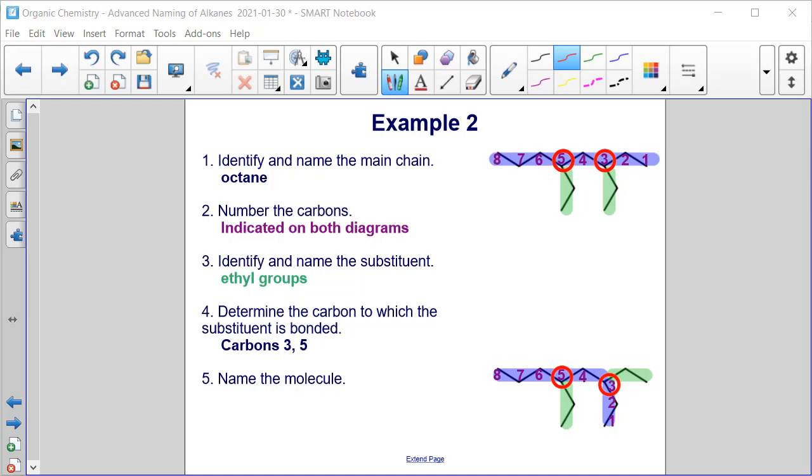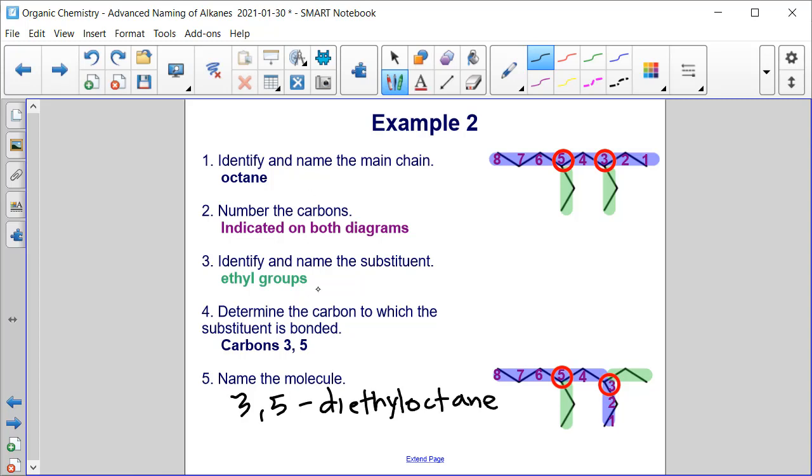All right, so indicated in red, you can see we have substituent groups bonded at carbon 3 and carbon 5. And we just identified in part 3 that they were both ethyl groups. So when we write our name, we can write 3,5-diethyl octane. So if you do all of this one step at a time, once it gets time to writing the name of the molecule, you're in great shape. So the name of this molecule is 3,5-diethyloctane.